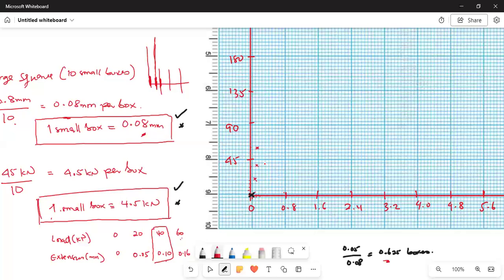So let me see what message people are giving here. Okay. So what is the easiest way you can go around it? I will say that on your paper, pick each of the load values and divide it by 4.5 and write them on top of them. Okay. And then pick each of the extension values, divide it by 0.08 and write the answers on top. Okay?